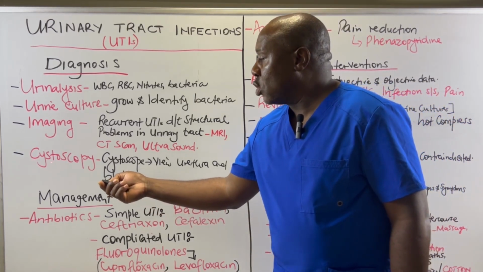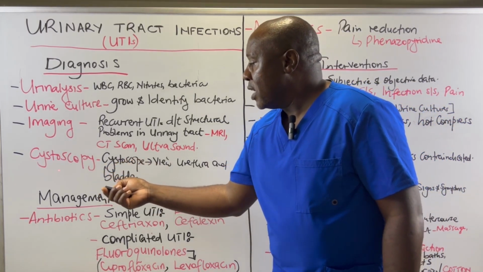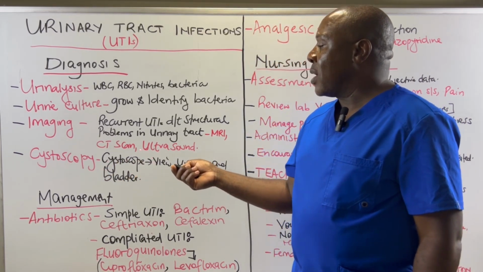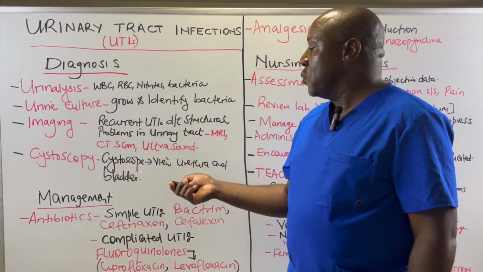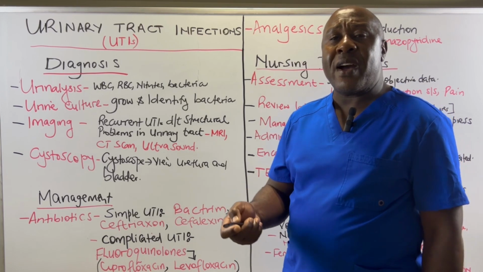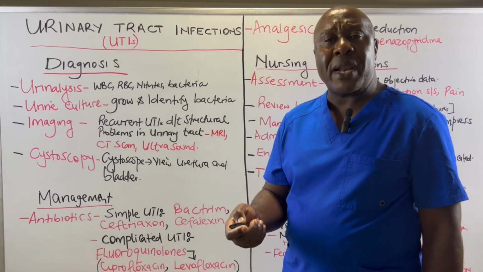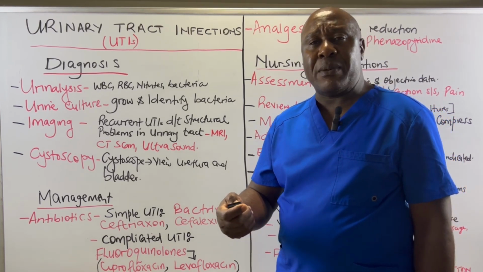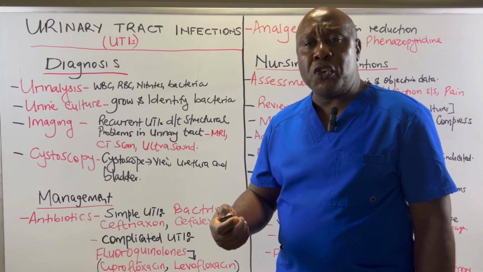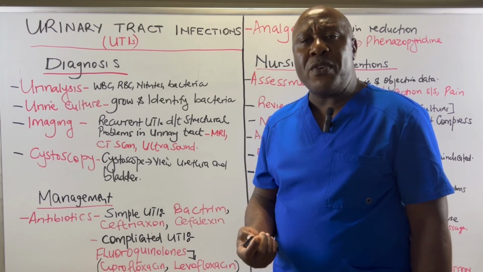We also have cystoscopy. Cystoscopy is where a camera referred to as a cystoscope is used to view the urethra and the bladder. This is a small camera which is attached to a flexible tube. So it is introduced into the urethra and moved up the bladder.